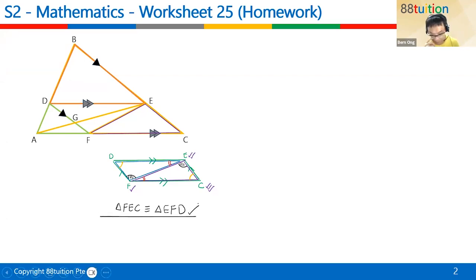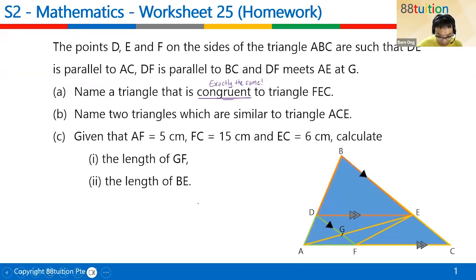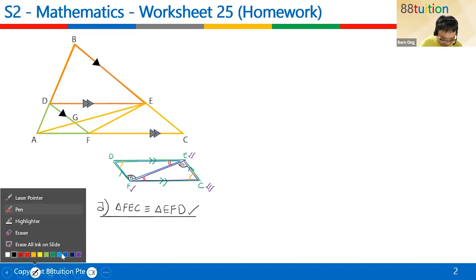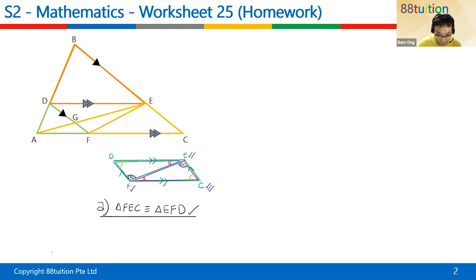This is for part A. Do you understand, children? Congruence means exactly the same. This portion here is a parallelogram, you split it in half, and they are exactly the same. But the flow of the alphabet is very important. Remember that, please. Next, what's the question asking? Let's check it out.